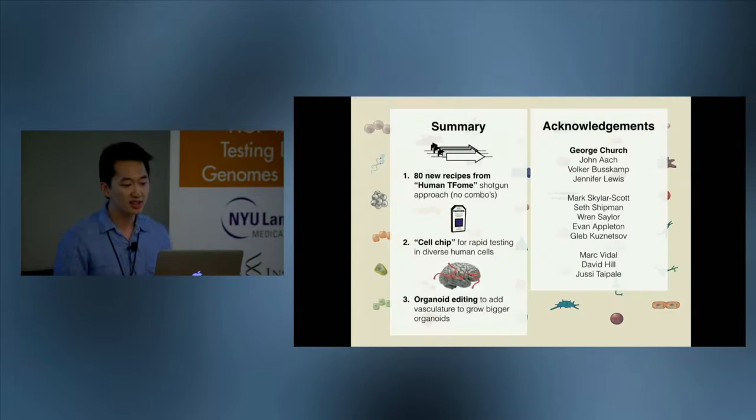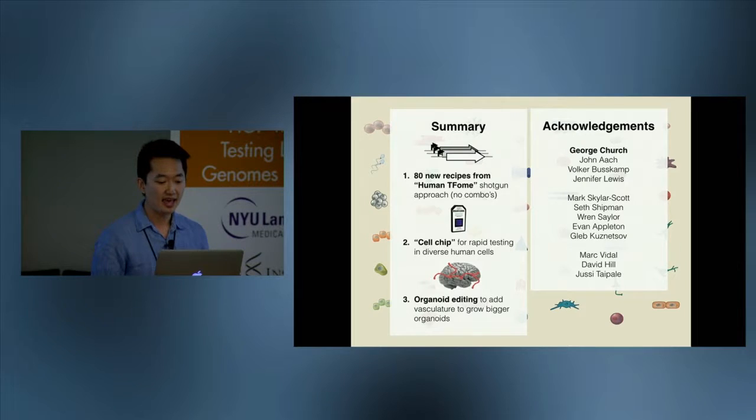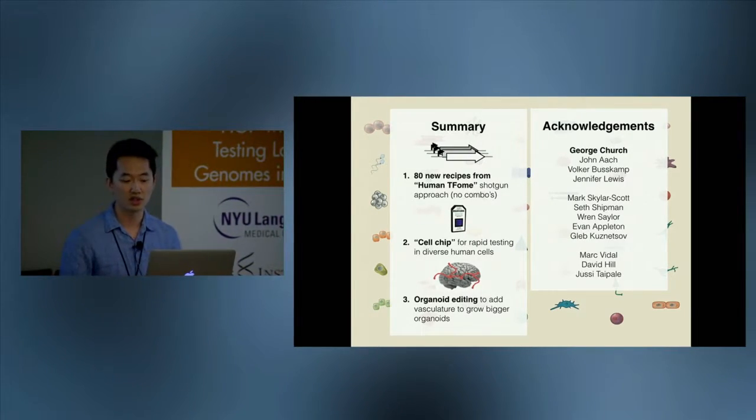So I just want to summarize very quickly the things that we've been able to do in terms of enabling technologies and building cell types. This TFOM library has generated a lot of new recipes. These might be useful in a cell chip type assay. And these organoids, we're really pushing these organoids towards bigger organoids with more complex morphologies. I'd like to acknowledge the people who helped on this project, and I'm happy to take questions.